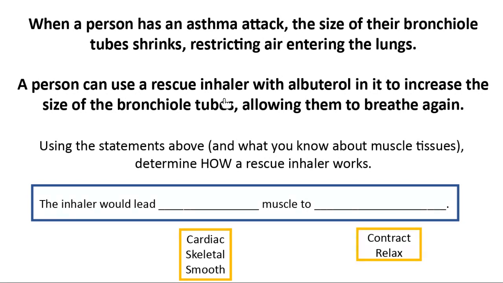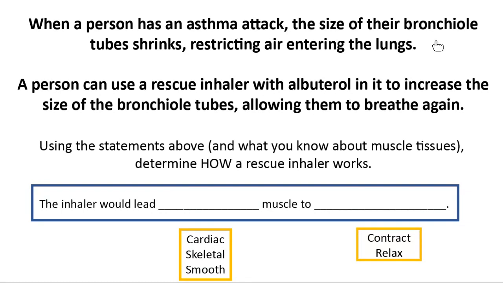So when we're trying to figure out which kind of tissue is being affected in an asthma attack, the first thing we can think about is whether or not you consciously decide to have an asthma attack. And we don't. We know that skeletal muscle is not what's being affected here.